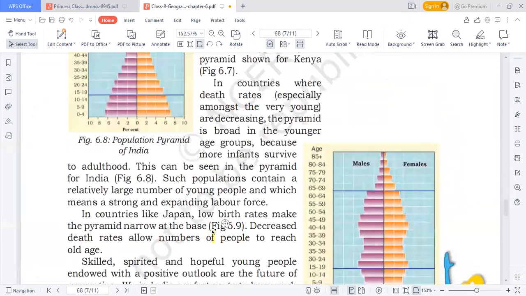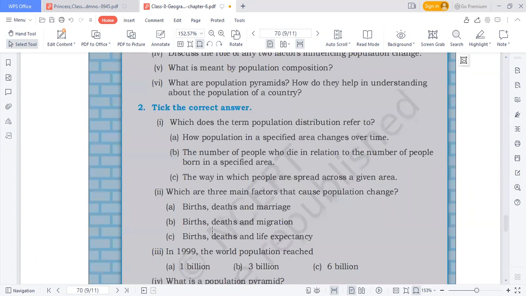Population pyramids. How do they help in understanding the population of a country? Population pyramids explain the total number of inhabitants living in different age groups, the total number of people living in different age groups, for which we are basically using population pyramids. So take the correct answers.